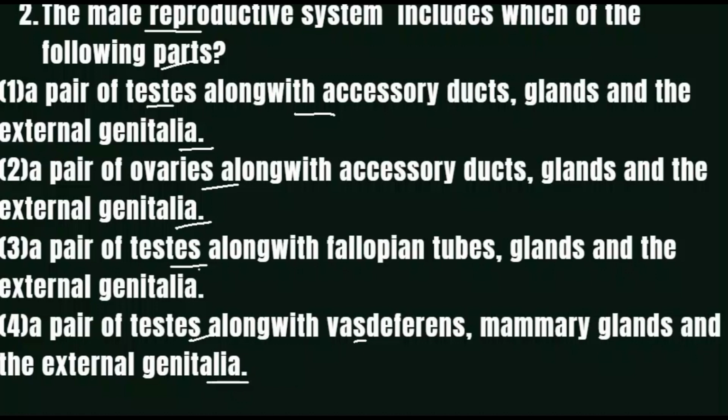The answer is option 1, where there is a pair of testes along with accessory ducts, glands and external genitalia. So that's the correct answer.